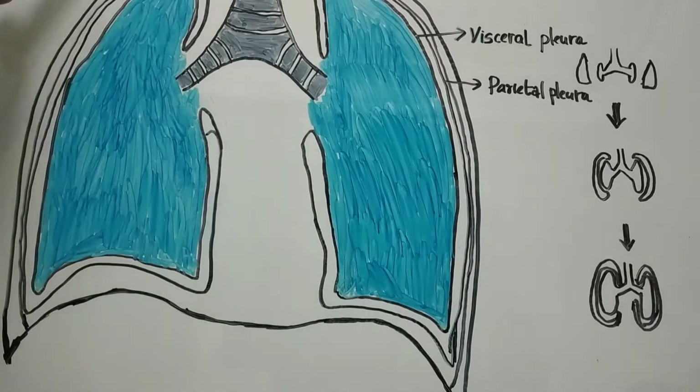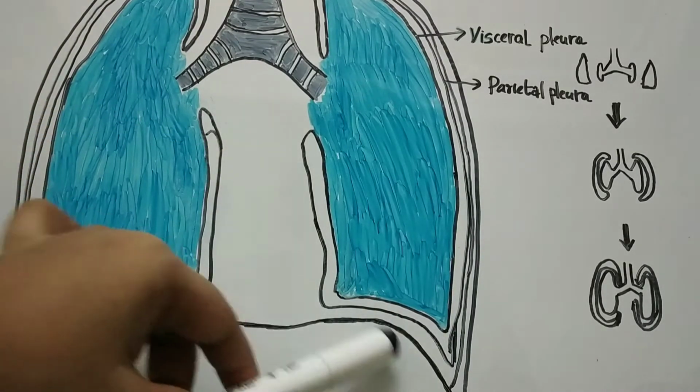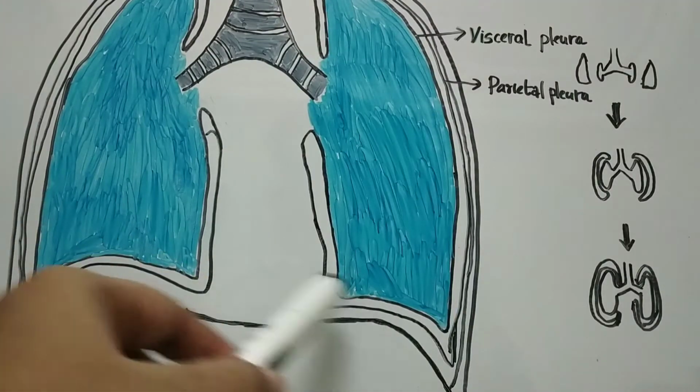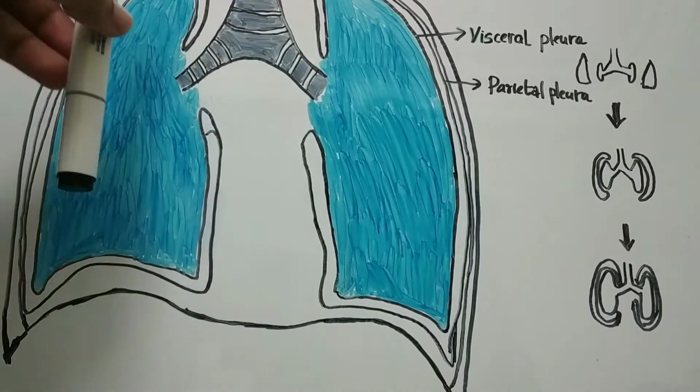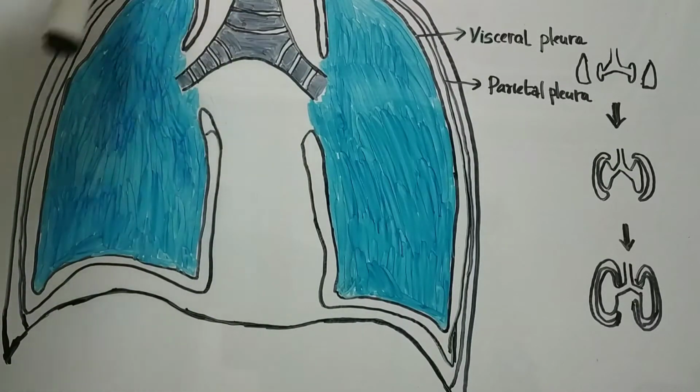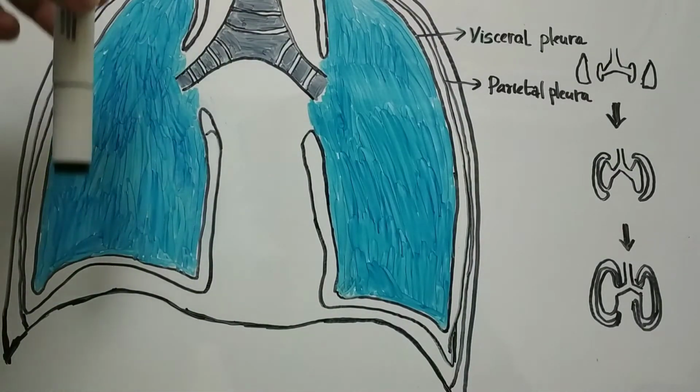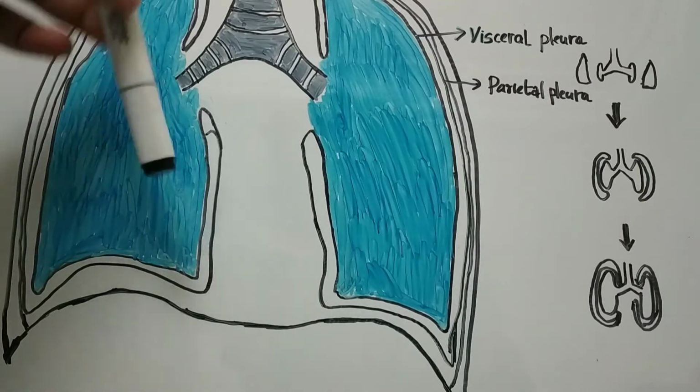So superiorly, there is the root of the neck. Inferiorly, there is the thoracic surface of the diaphragm. And medially, there is the mediastinum, and anteriorly, laterally and posteriorly, there are the costal cartilages, ribs, intercostal muscles, etc.